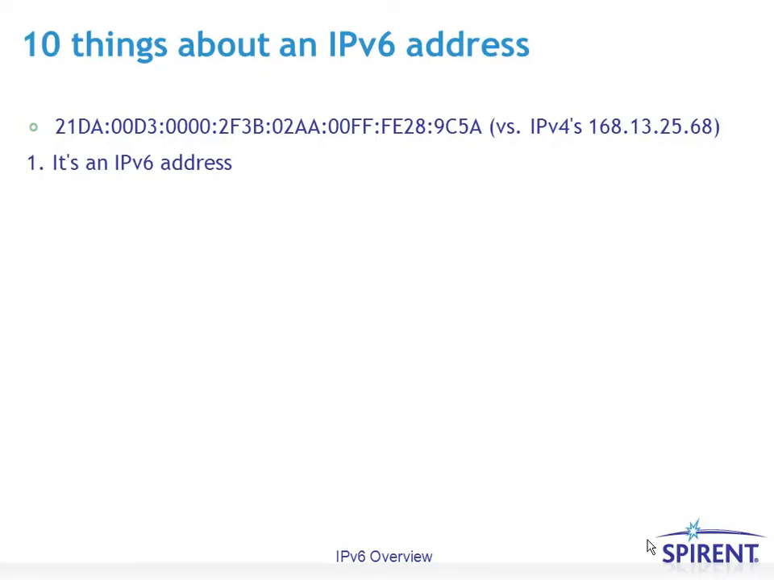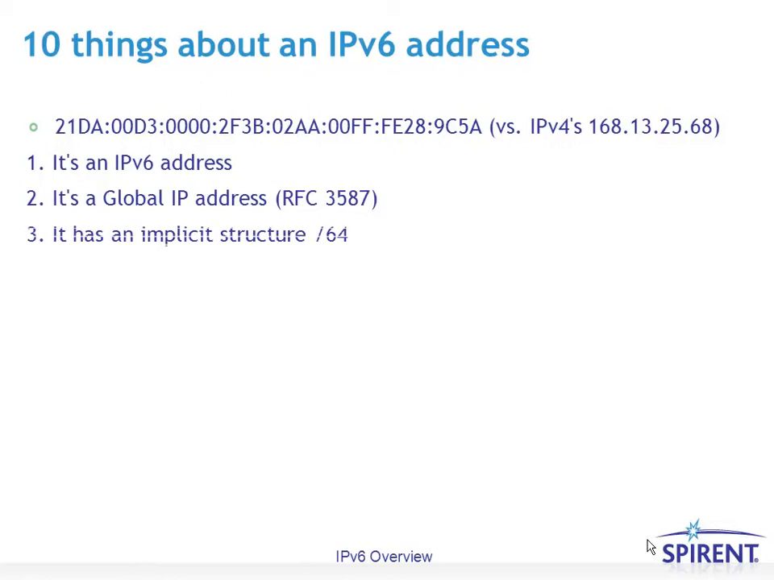So the first thing I can tell you about that IPv6 address is it is an IPv6 address. Second, it's a global IPv6 address, as per RFC 3587, and I know that because it begins with either a 2 or a 3. It has an implicit structure. Again, we'll talk more about that in the IPv6 addressing topic, but we know that the top half, 64 bits, is for network, and the bottom half is for host or device, or as IPv6 looks at it, interface.